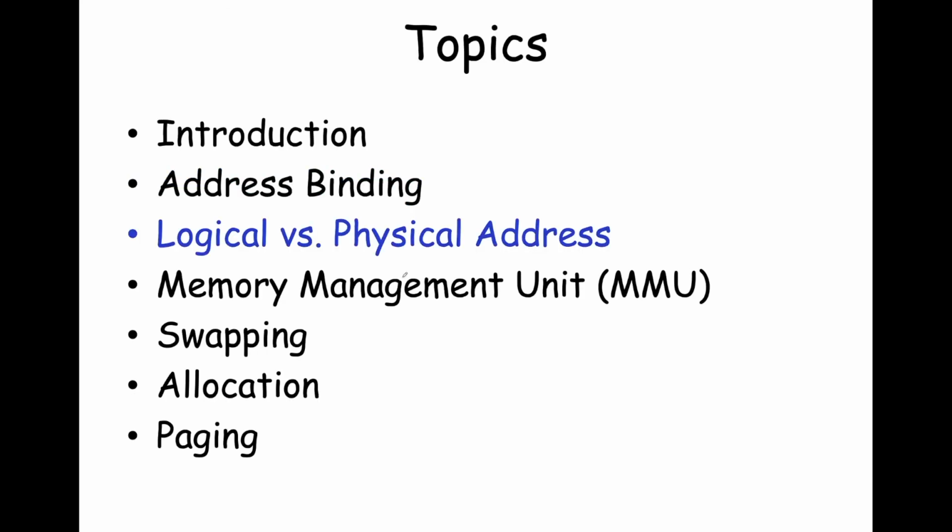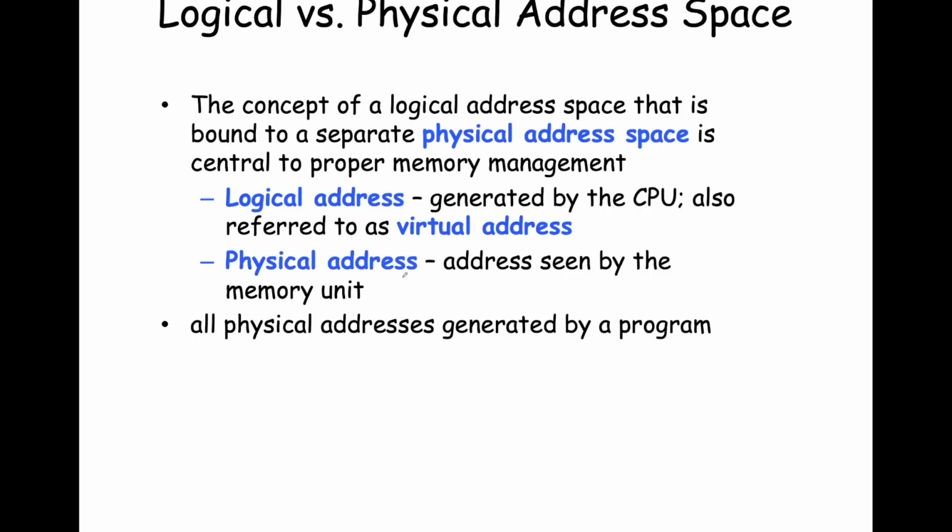Okay, so let's take a look at this logical addressing in a program for identifying instruction locations versus the physical addressing of these instructions once they're loaded into memory. And so the concept of a logical address space is bound to a separate physical address space. This binding is central to the proper function of memory management. So a logical address is generated by the CPU. That's also called the so-called virtual address. So the CPU says instruction number 1, instruction number 2, instruction number 3, and so forth. And a physical address is what is seen by the memory unit.